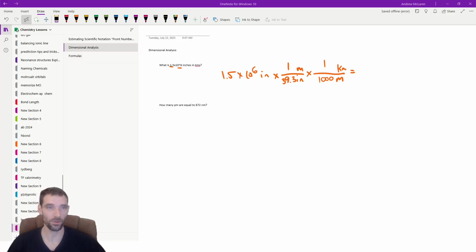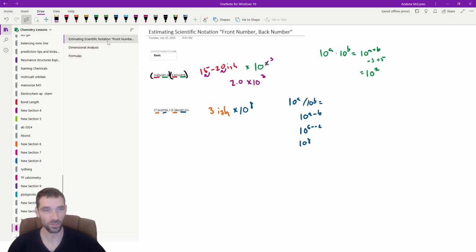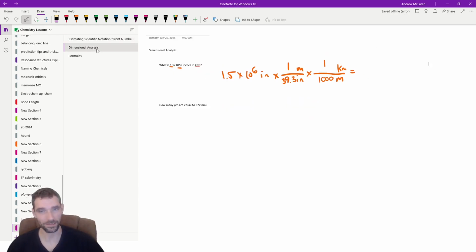Today we're going to go over my estimation trick for scientific notation, but in the context of dimensional analysis. So you can see right here that we have a 1.5 and we're dividing that by 39.3, and we also have this 10 up to the sixth power, and then we've got 1,000, which is the same as 10 up to the third power in the denominator.